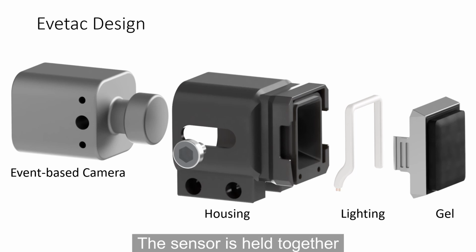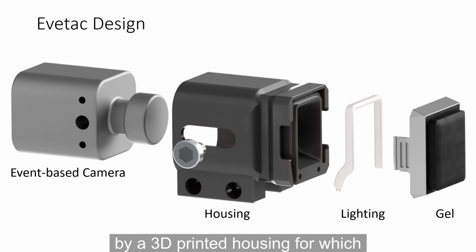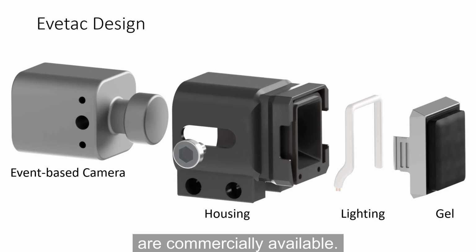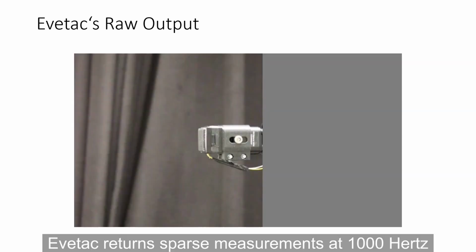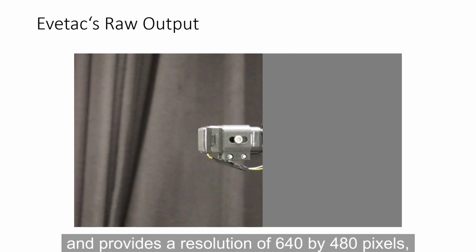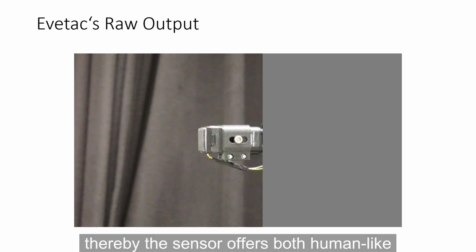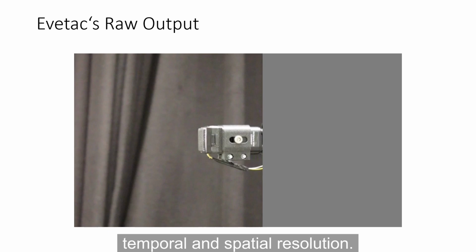The sensor is held together by a 3D printed housing, for which we open sourced the design files. All the other components are commercially available. Evetac returns sparse measurements at 1000 Hz and provides a resolution of 640 by 480 pixels. Thereby, the sensor offers both human-like temporal and spatial resolution.